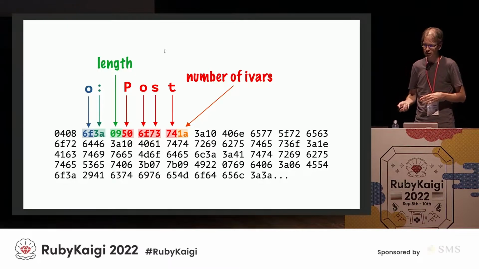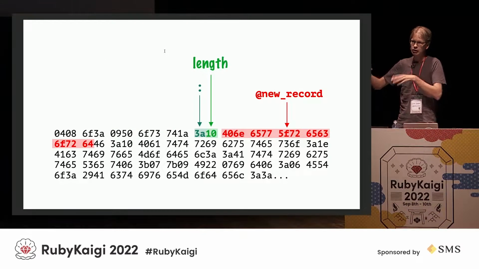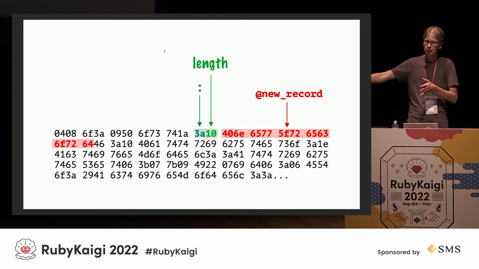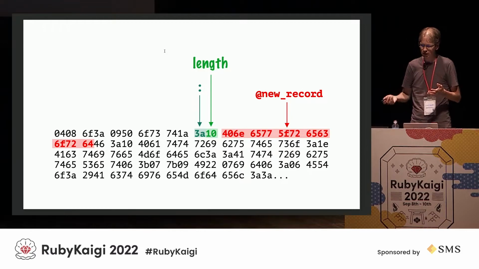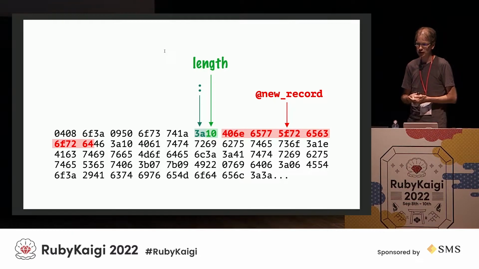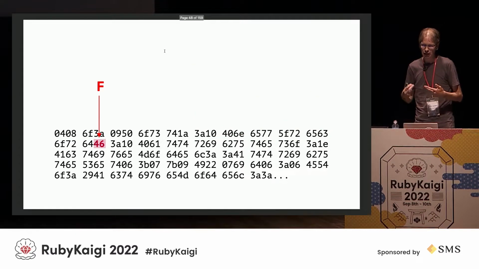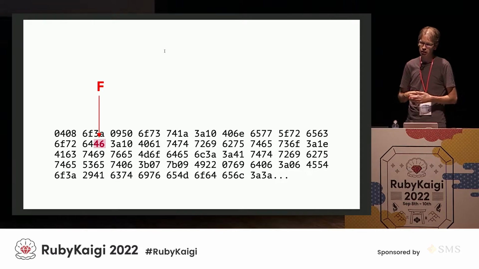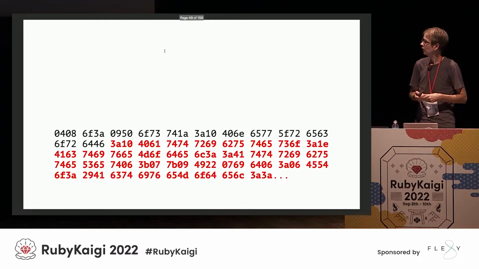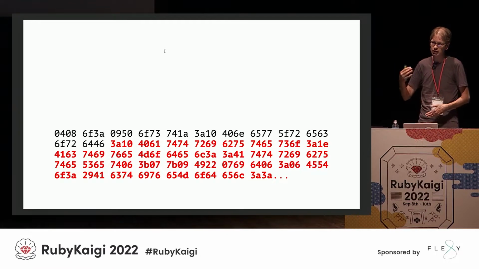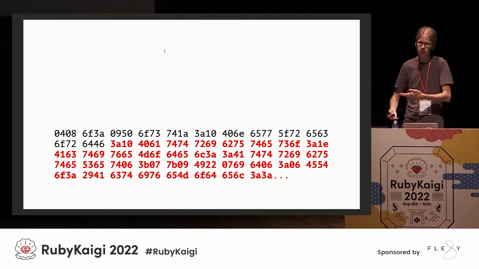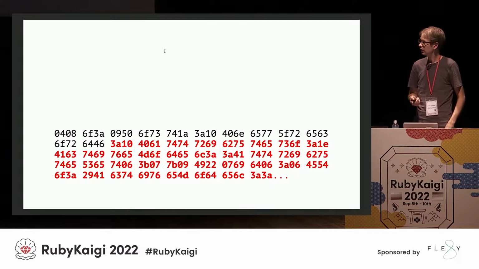And then there's a number of instance variables. And then you just have a bunch of instance variables, each one represented by the name of the instance variable, followed by the value itself. So in this case, the first instance variable is a symbol, new record, and the value is capital F, which is false. So this is not a new record because we created it. And then you've got all the other instance variables. And you can see how this quickly gets very big because each instance variable can be an object, for example, and have other things inside it. So this gets very big.